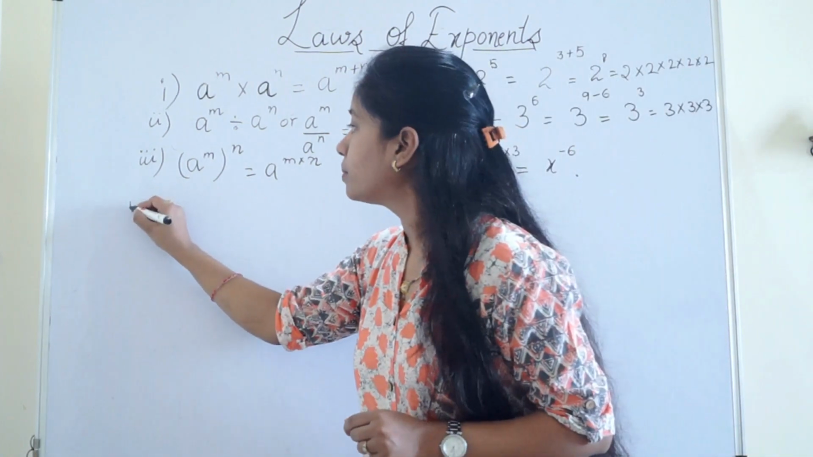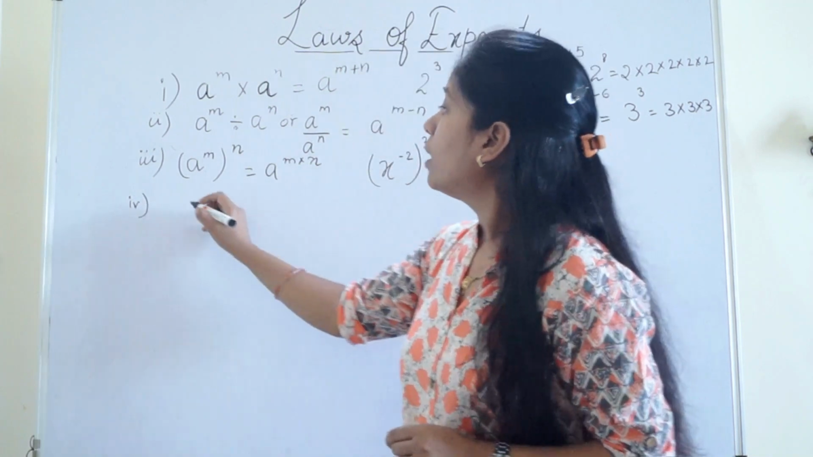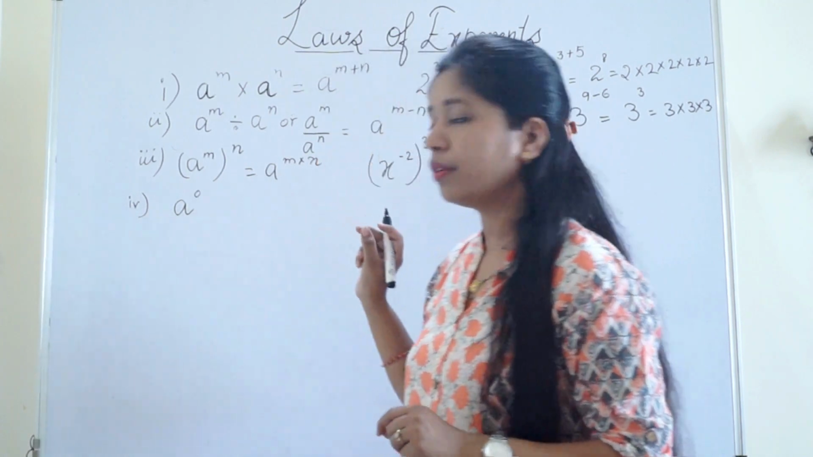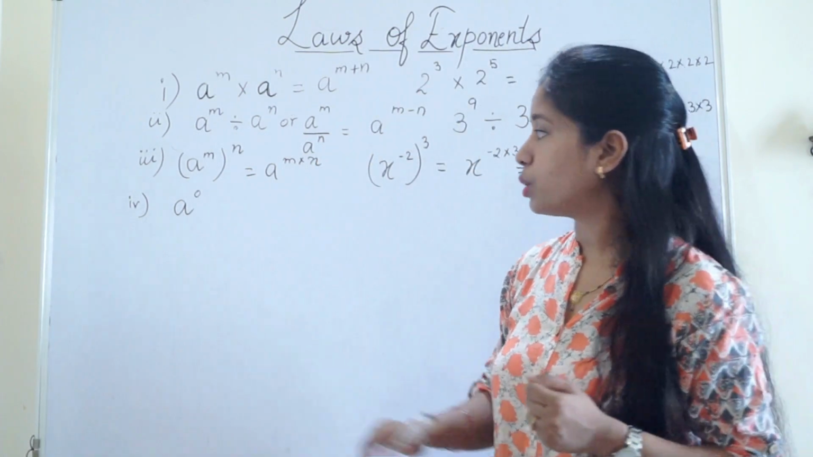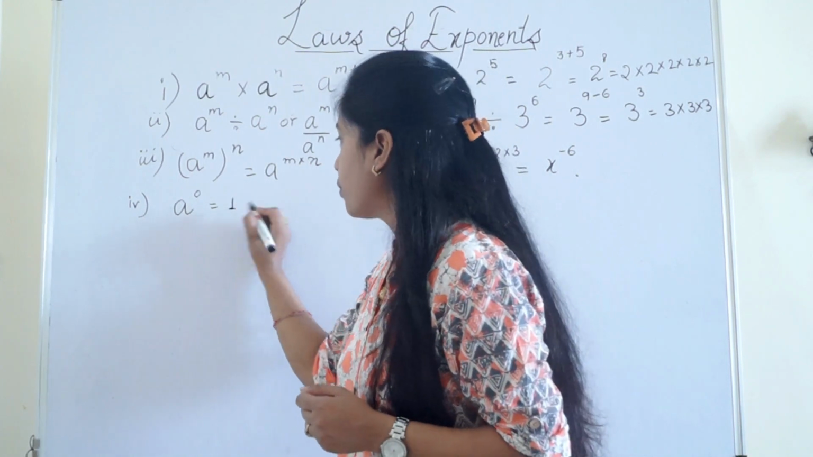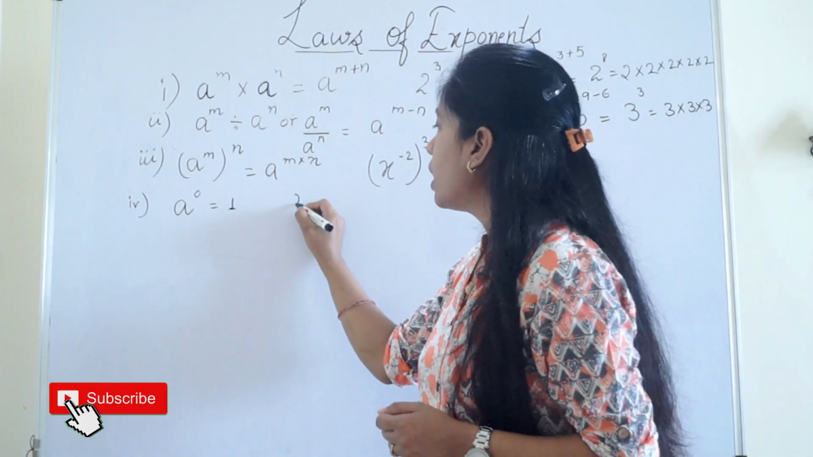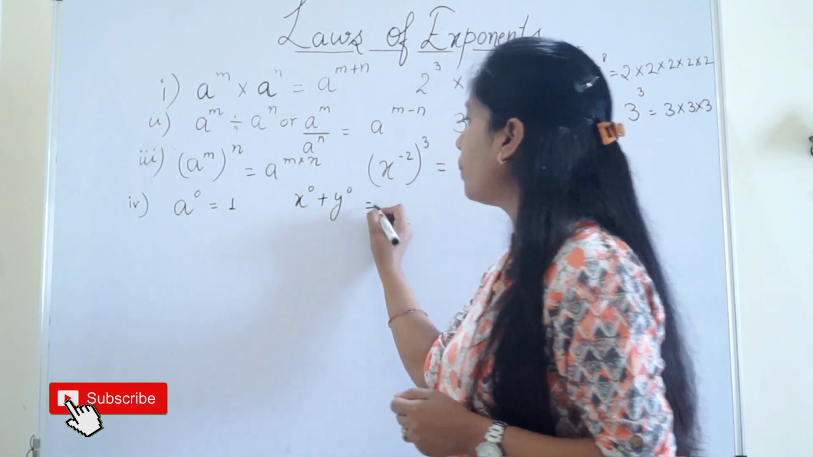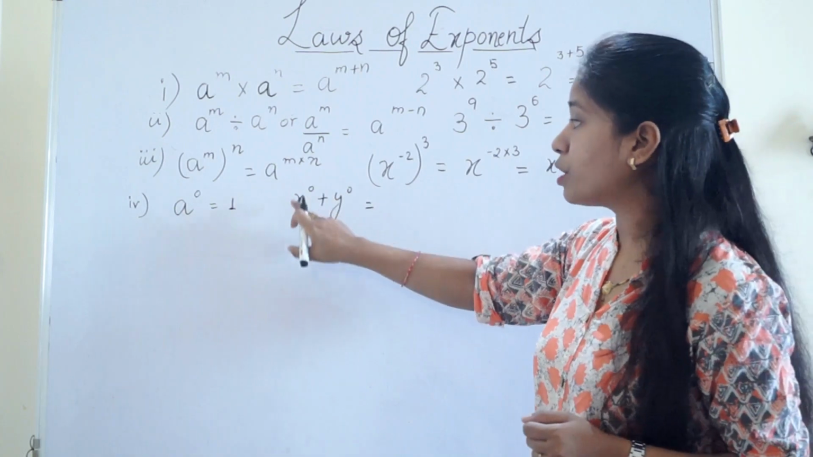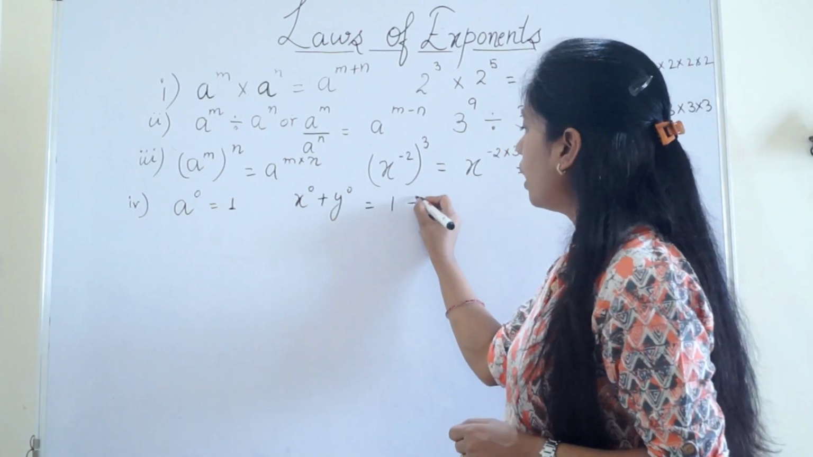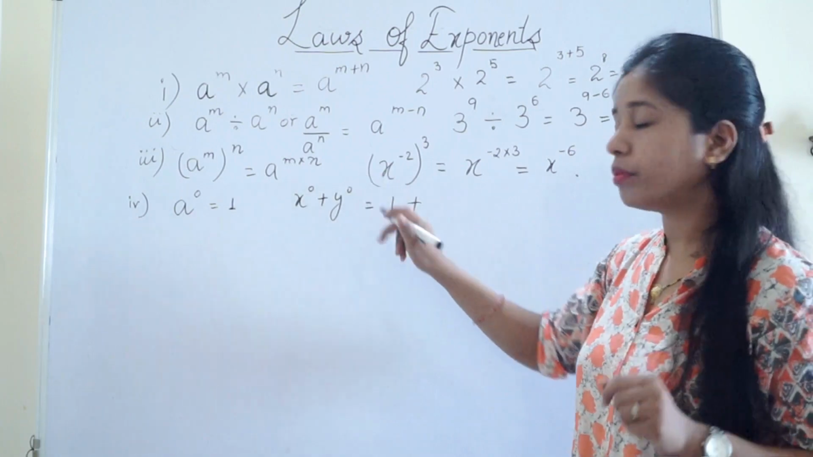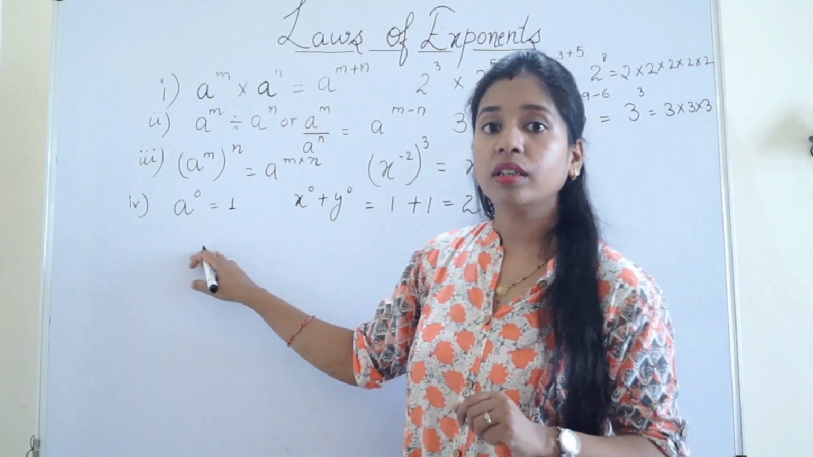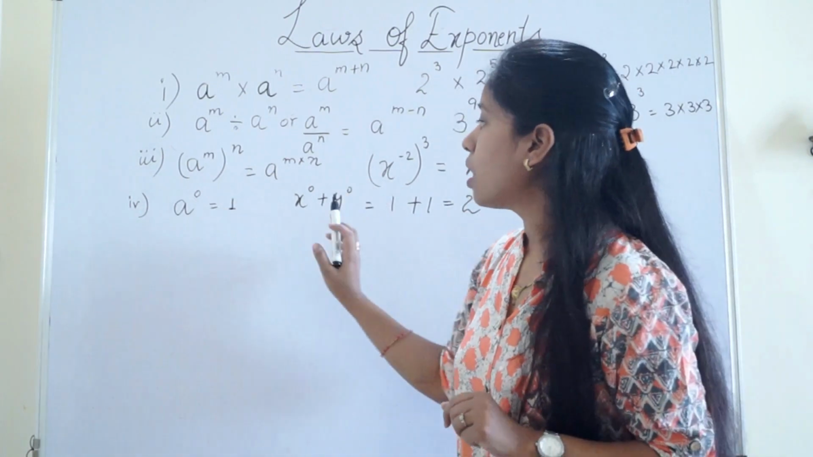Now next law is, if we are having a and its power is 0, whenever we are having a and having power 0, so this is always 1. For example, suppose I am having here x to the power 0 plus y to the power 0. So what will happen here? X to the power 0 will become 1, and then y to the power 0 will also become 1. So answer will be 2. So whenever we are getting power as 0, this term becomes 1.